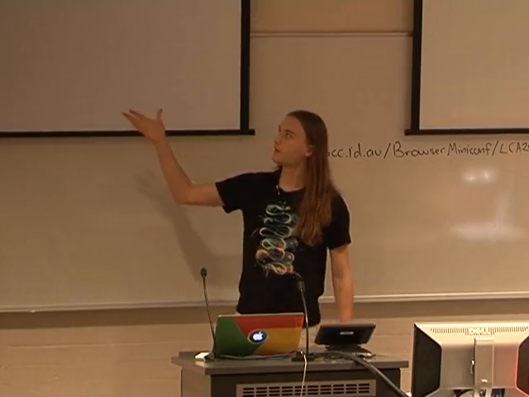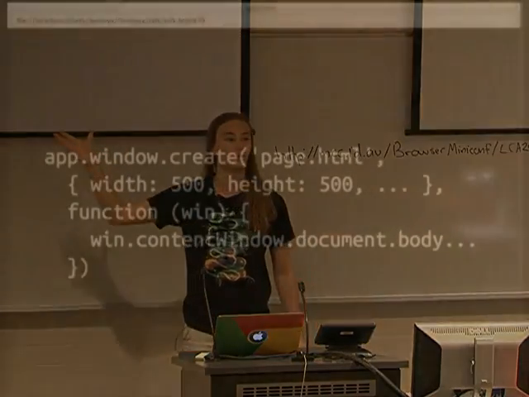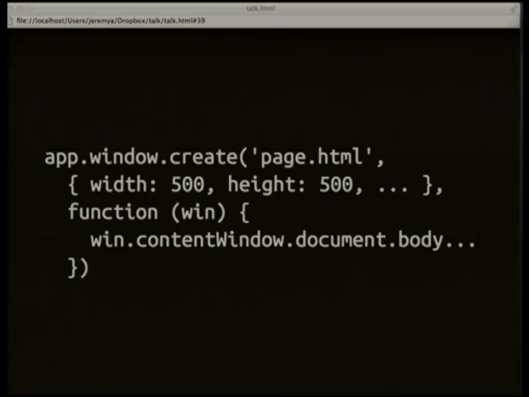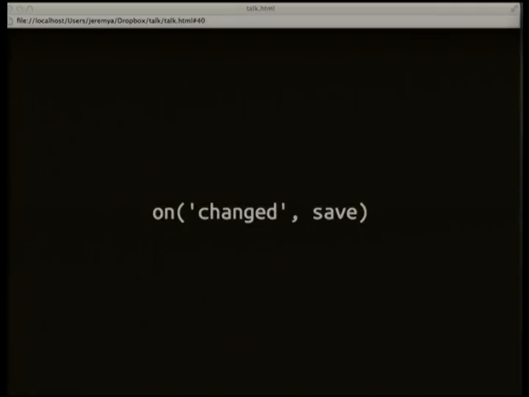So this is kind of how it looks to create a new window. You specify like a width and height, and you get a callback when it's done creating the window, and you can access directly the internals of that window. So they all run in the same process, sort of all in the same thread. Oh, and yes. Whenever anything in your user interface changes, you should save it, because we might terminate your app with extreme prejudice.